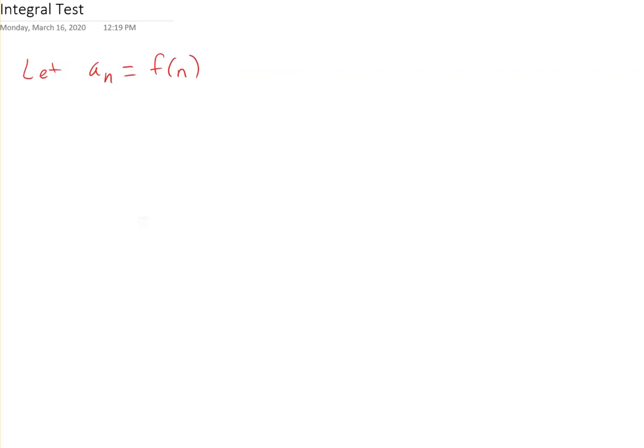Okay, so there's a couple conditions that we need. One condition that we definitely need is f of x must be positive, right? We just talked about how we're doing this for positive terms. And then the other thing is that it also has to be decreasing. That means the function is constantly getting smaller as x gets larger, and it has to be continuous, because to do integrals, we need continuity.